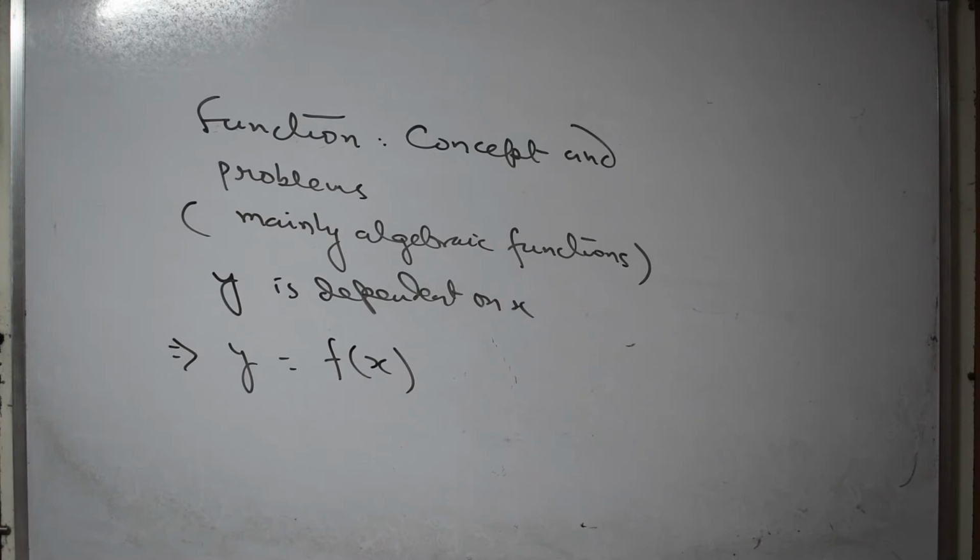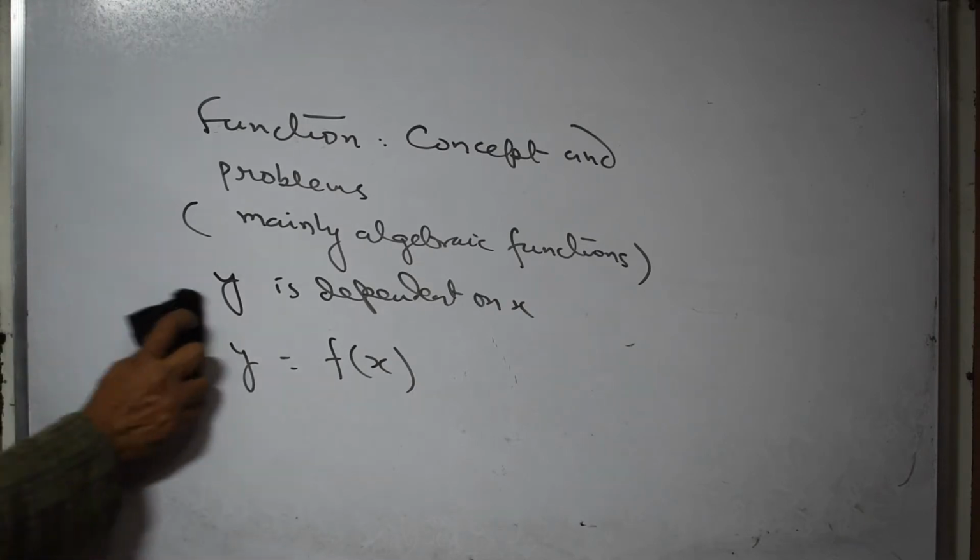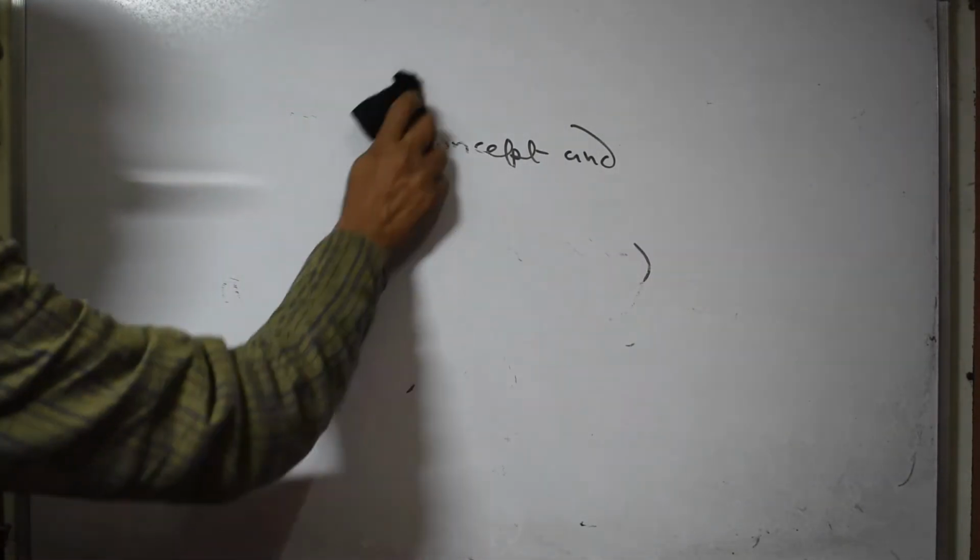So this concept f of x means we have to know the values of x in order to know the value of y. X is independent, y is dependent, and y is dependent on x. So what we want to find out in this topic is some relation of y depending on x. It's like some questions we can discuss here.